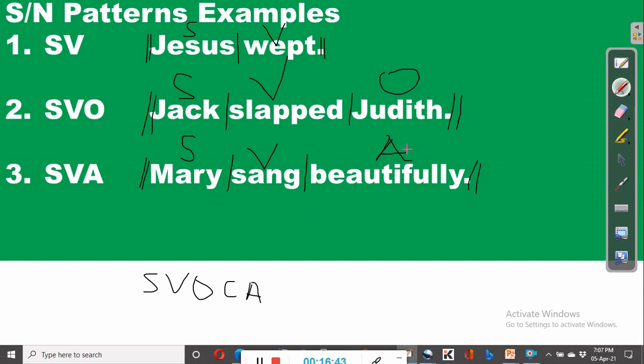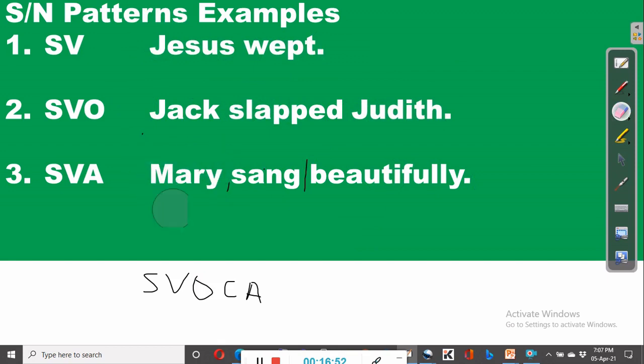So now we have seen 3 sentence patterns. Let's wipe our screen so we can go to the next page and look at other sentence patterns.